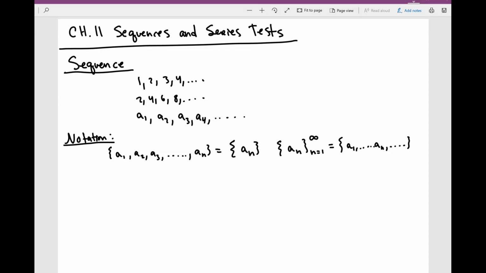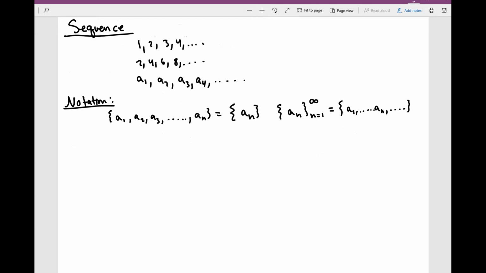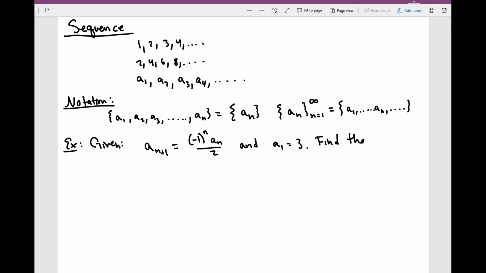Whenever you see these curly braces with A sub n, that just represents a sequence of numbers. So let me give you an example. Given A sub n plus 1 is equal to negative 1 to the n, A sub n over 2, and A1 is equal to 3, find the first 3 terms.